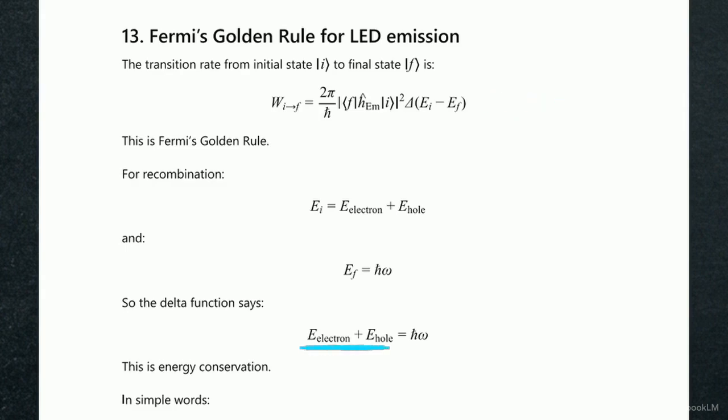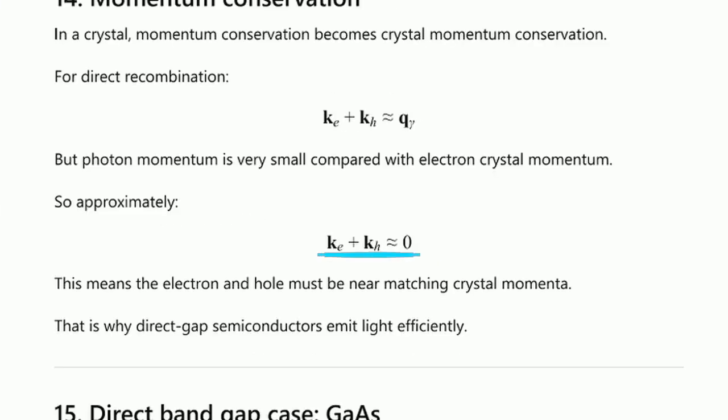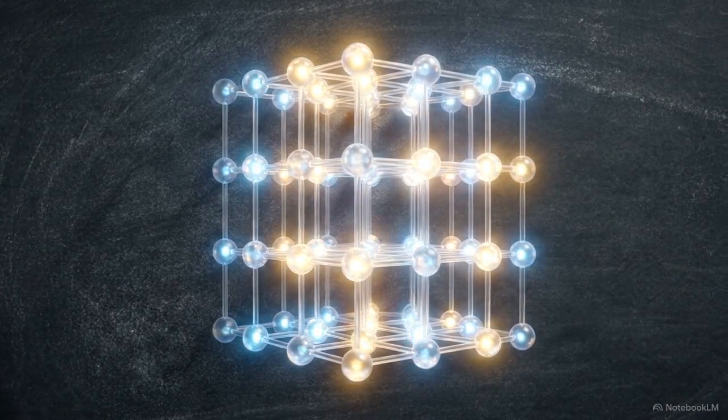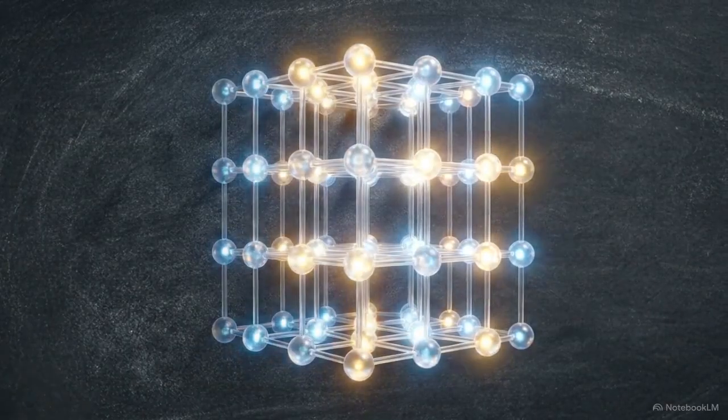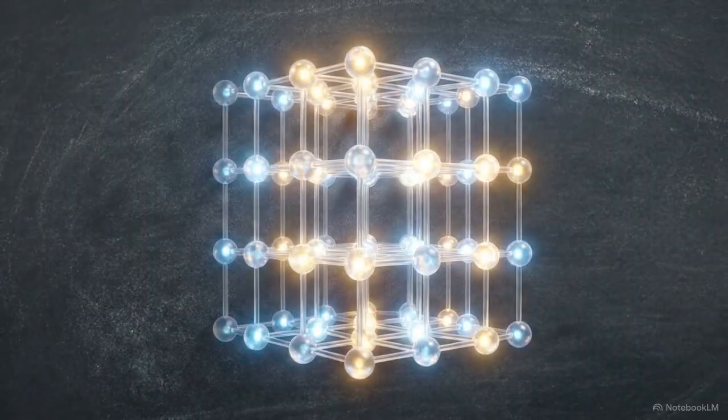The combined electron and hole energy must precisely match the emitted photon. This equation shows the second requirement. The crystal momentum of the electron and hole must also sum to 0, conserving momentum across the entire interaction. Direct bandgap materials like gallium arsenide are highly efficient because their electrons and holes naturally satisfy both energy and momentum conservation in a single, simple transition.